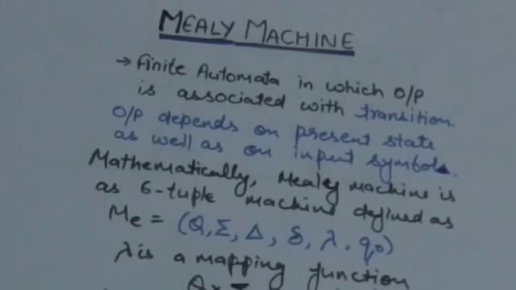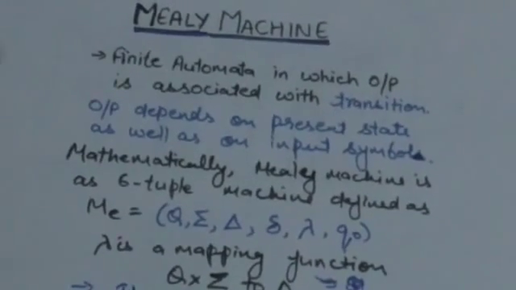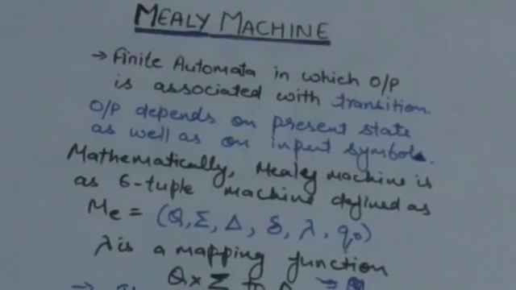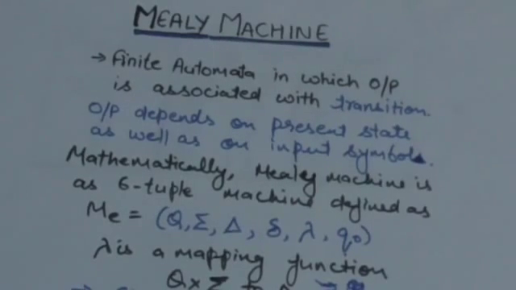Welcome back to tutorials. Our next topic is Mealy Machine. Mealy Machine is a finite automata which gives output. It is also like Moore machine, but in Moore machine output depends on present state, and here output depends on present state as well as on current input symbol. So outputs are associated with transitions in Mealy machine, but in Moore machine outputs are associated with present state.